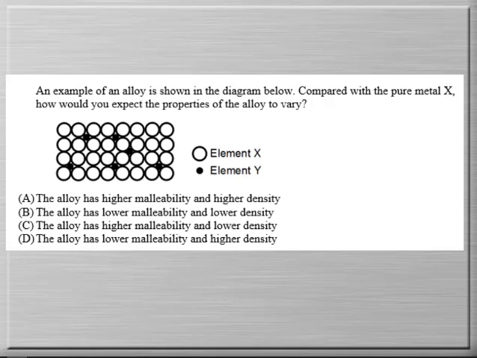Go ahead and pause the video and try this one on your own. Restart when you're done. So first, because some of the holes are filled in, it's going to have a lower malleability. And then we have the same volume, but now if I took the mass of the sample, it should be a greater mass because again, some of the holes are now filled in. So greater mass, same volume should lead to a greater density. So that's why the answer was D.